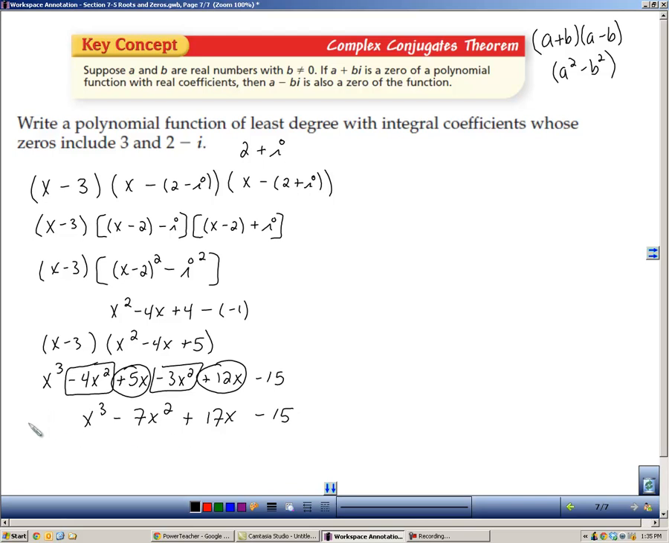So our final answer is the function that has those 3 solutions that I had up top: 3, 2 minus i, and 2 plus i. The function that has those 3 zeros or roots is x cubed minus 7x squared plus 17x minus 15.